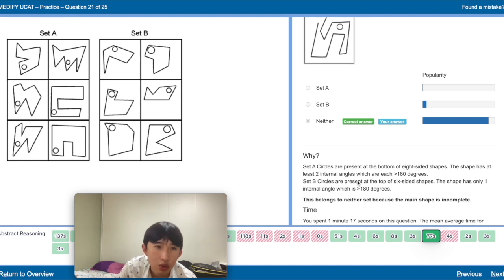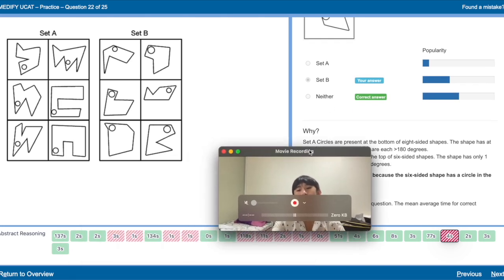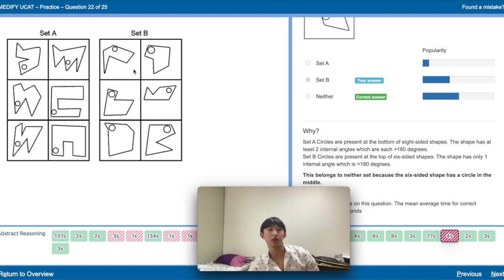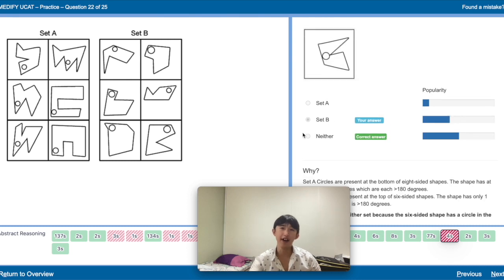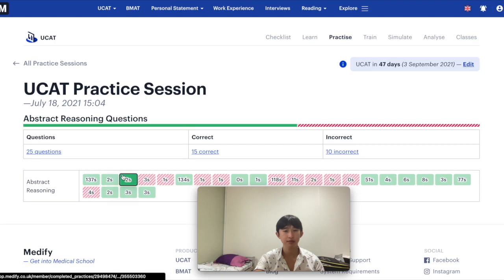So at least two internal angles, which are... bottom. Kind of tricky. I didn't even notice the two internal angles, but there's only one internal angle. Alright.